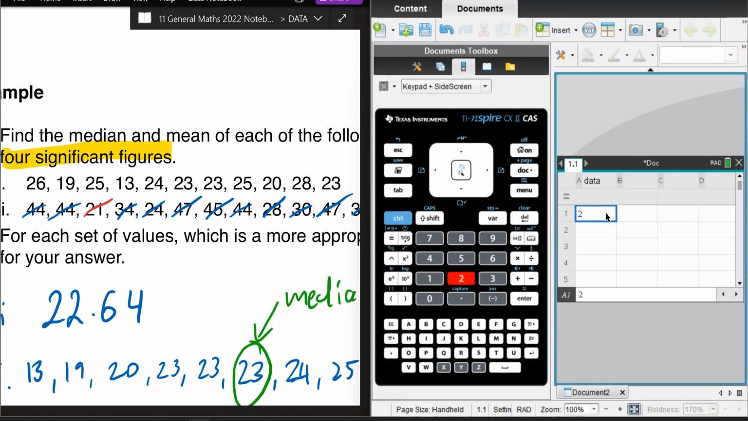Okay, so 26, 19, 25, 13, 24, 23, 25. Oh, it's two 23s. 20, 28, and then 23. Okay, you should have 11 numbers. Cool, 11 numbers. All right, so from there, what do we do?